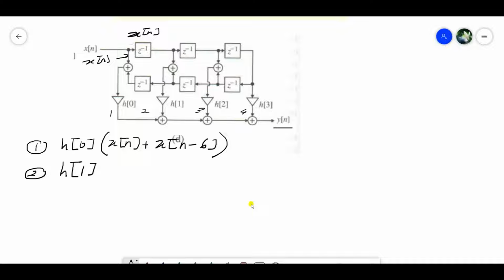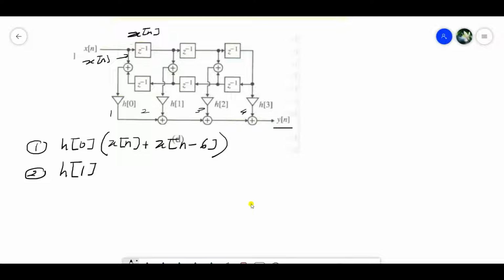Okay, we repeat the same process. So for H1, we trace back where the signal is coming from. It is going from a summation junction also. What goes into the summation junction?